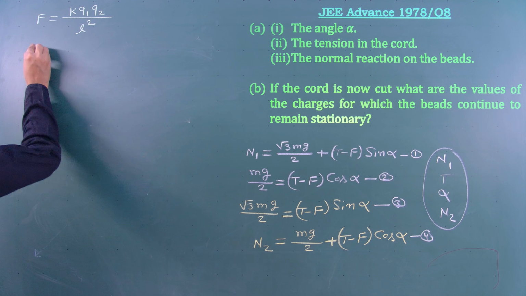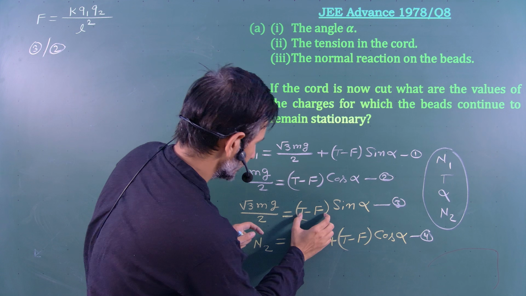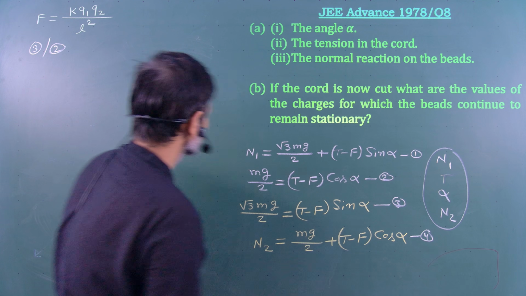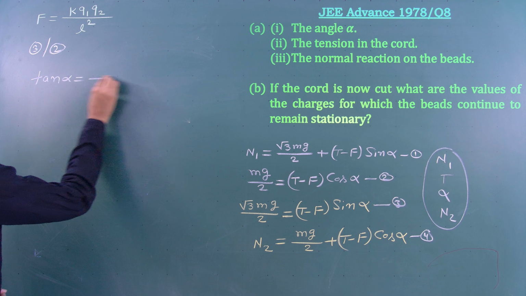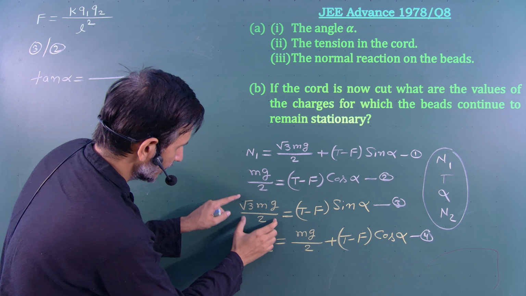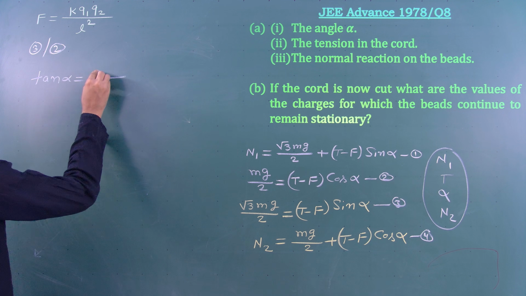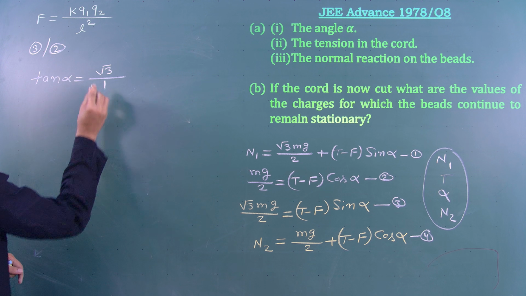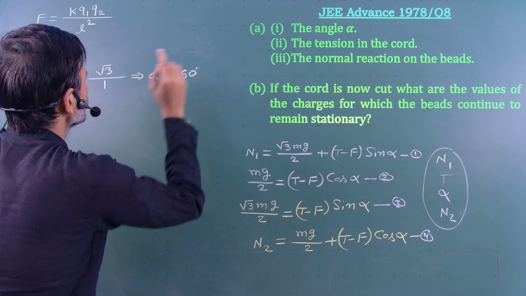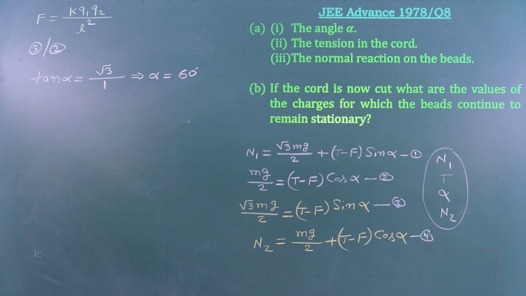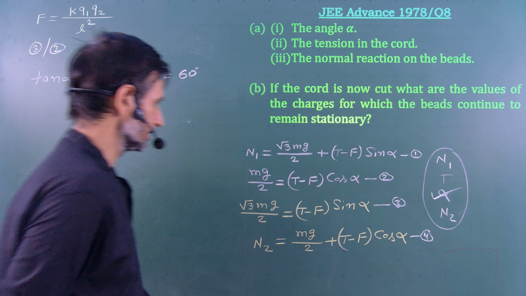Dividing equation 3 by equation 2, the T − F cancels, and sin α by cos α is tan α. Tan α equals √3 mg/2 over mg/2; the mg/2 cancels, so tan α is √3 by 1. So α equals 60 degrees. So we got our first answer, α equals 60 degrees. So the first part is calculated.